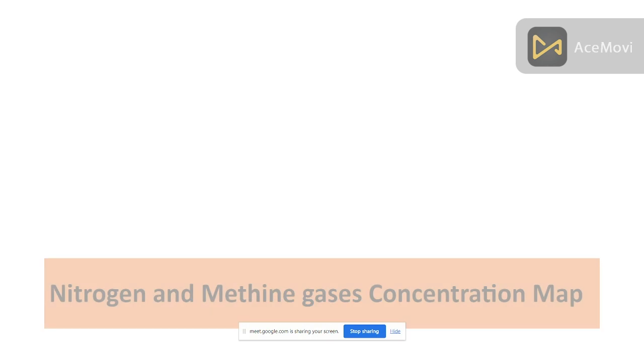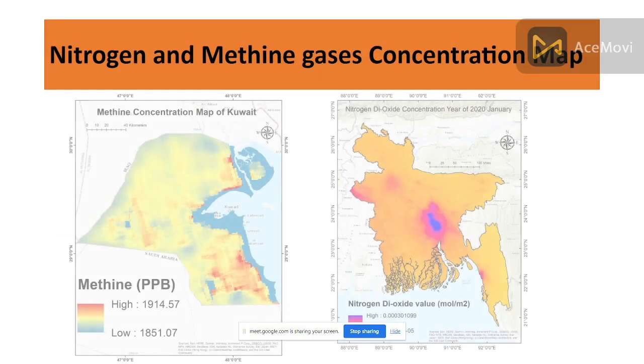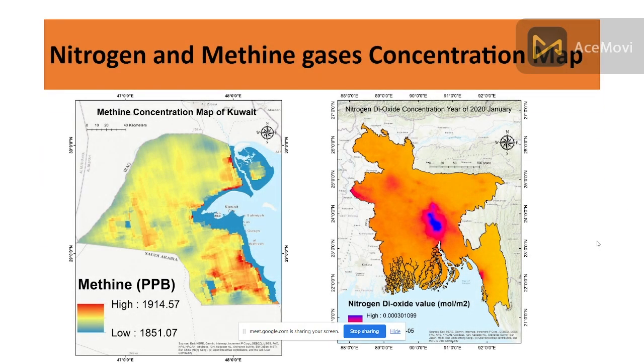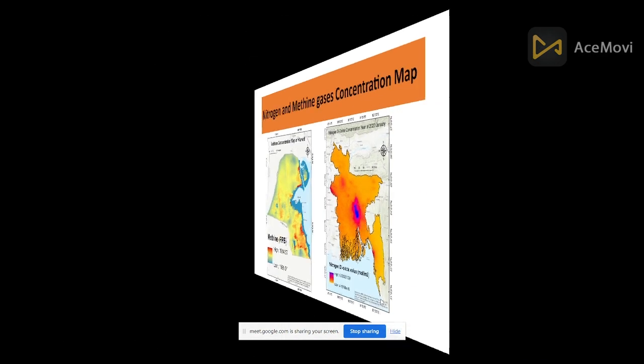So let's go. Here you can see two types of map. This type of map we created using the ArcMap software. We can simply download this type of TIFF file from the Google Earth Engine platform, and after that we can make this type of map using ArcMap. The first map is the methane concentration map of Kuwait, with the unit in ppb, and another map is the nitrogen dioxide concentration for January 2020, in mole per meter square.